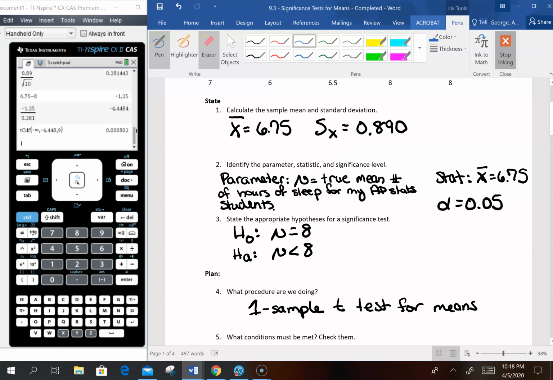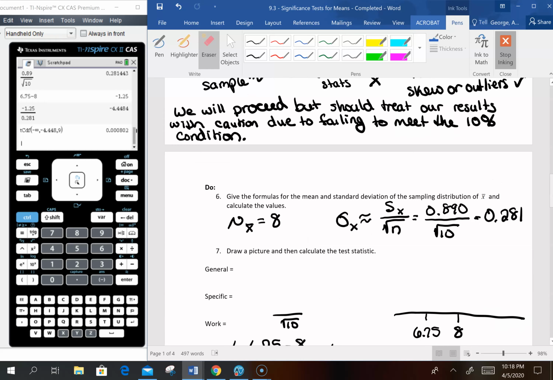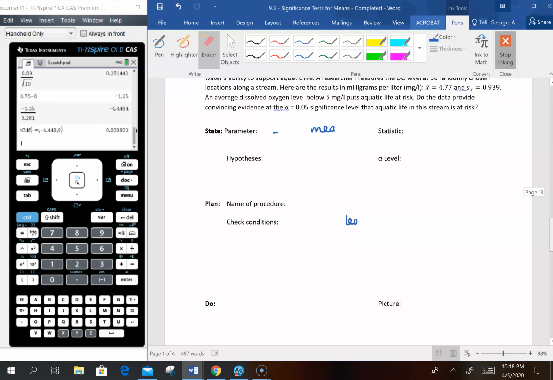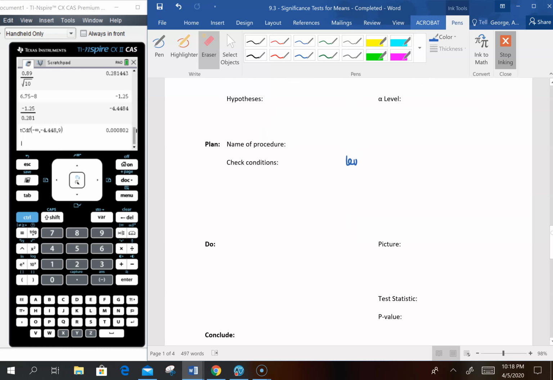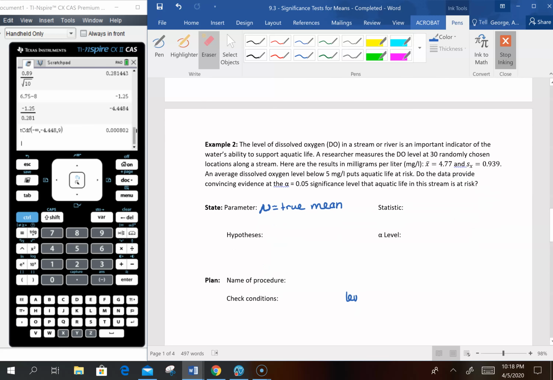We knew that was going to happen, didn't we? Try that again. True mean, seriously? Apparently we've got it in 3 different places. There we go. I give up. Level of dissolved oxygen in the stream.